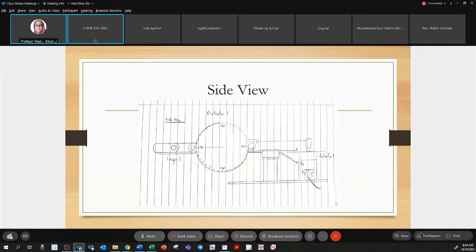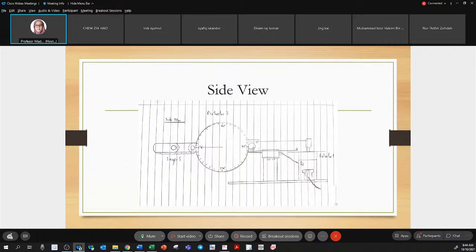This will be the side view of the flex sensor. One more thing, I will comment here. Okay, the diagram is good. You draw out the sketch. Just label, faham tak label? Buat arrow, labelkan ke mana flex sensor tu. Baru I tahu itu flex sensor.